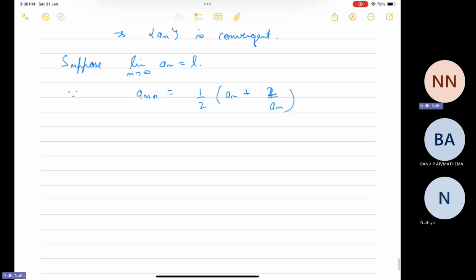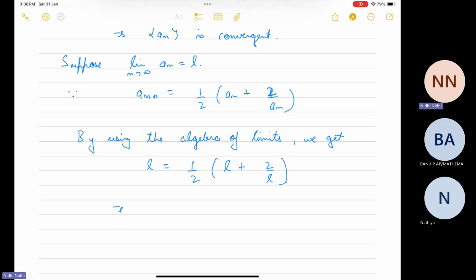So taking limit on both the sides and using the algebra of limits, we get L, because a n plus 1 is again the same sequence, it is converging to L. This will converge to L plus 2 by L. So this eventually will give us a quadratic equation.